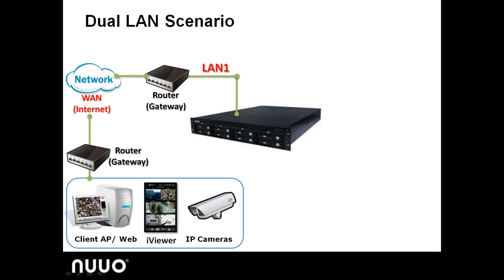Okay, here is another example. We use the LAN 1 to access the internet. So the LAN 1 will go through router and then to the internet. So on the remote side, user can connect this NVR by internet to see the live view and the playback.